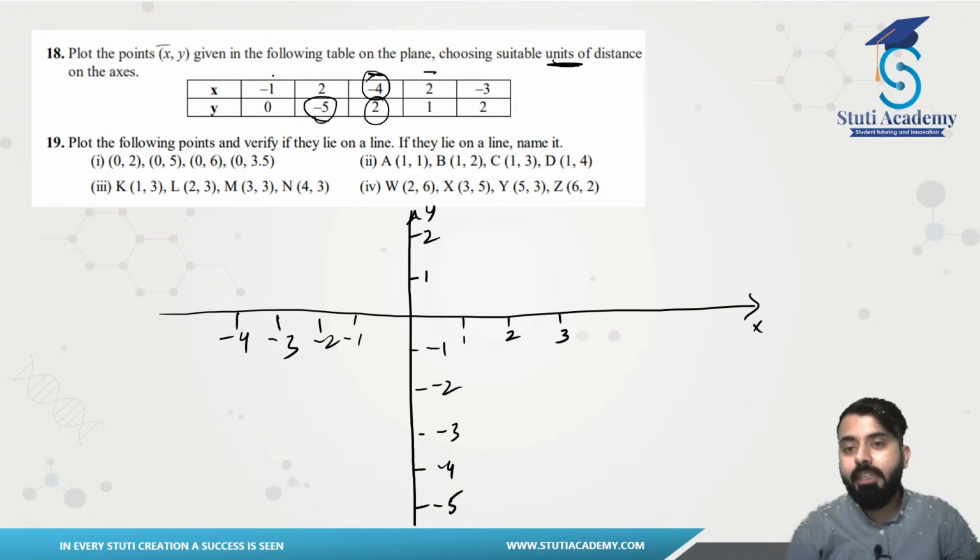So it is having a value of x, but it does not have any y. That means it will be lying on our x-axis. So that is the point right here, minus 1 comma 0. Let's name this one as our A.